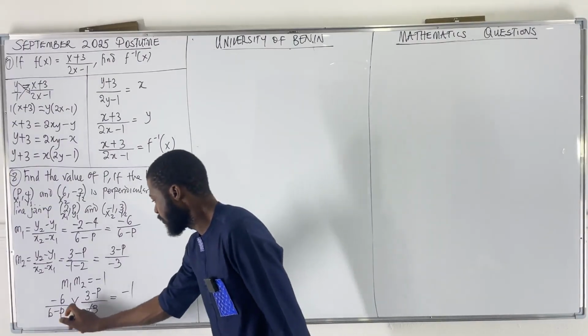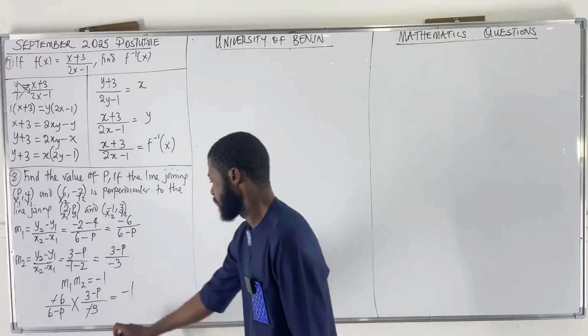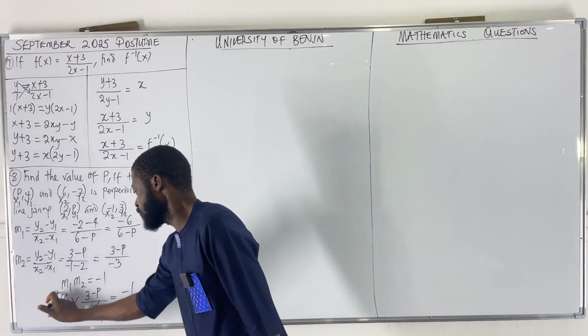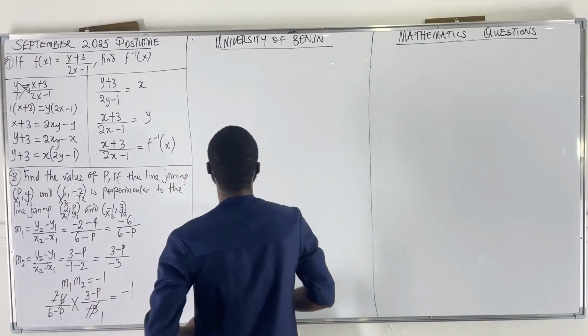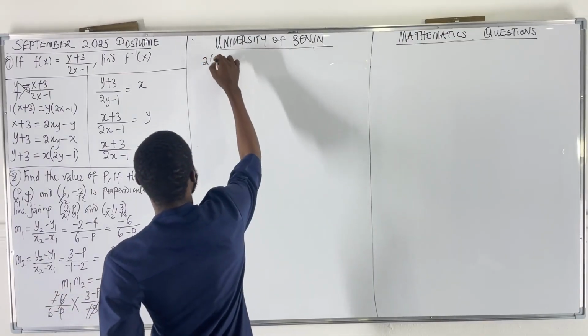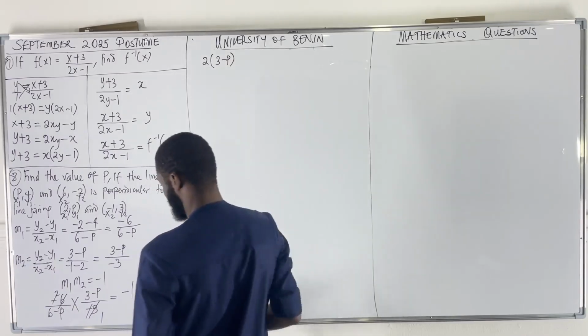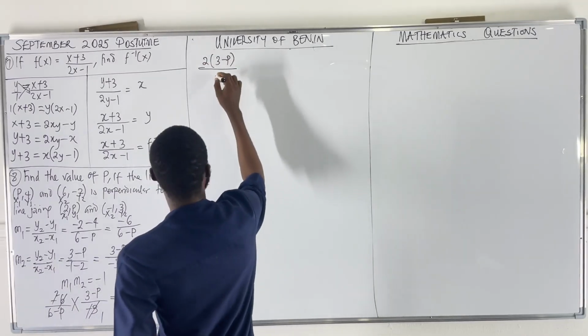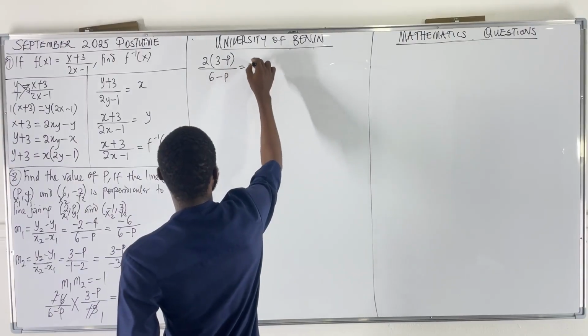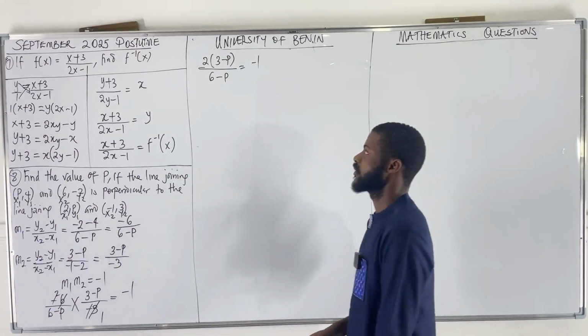So we cancel out the minus. 3 is 1, 3 is 2. So what will be left is 2 times this. So that's 2 bracket 3 minus p. That's what we have, divided by 6 minus p, equal to minus 1. So that's what we have.